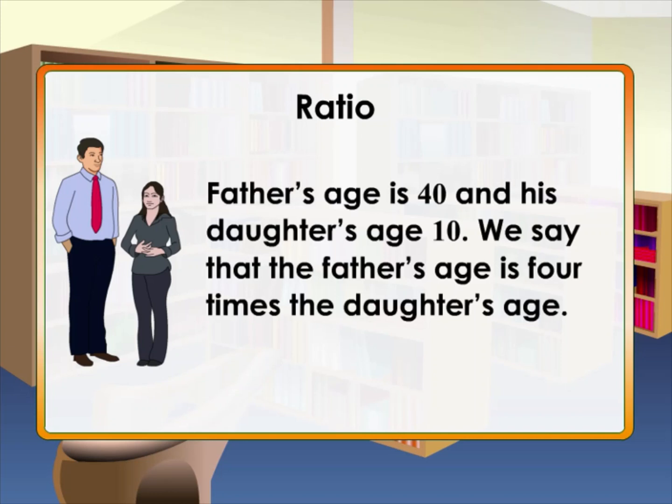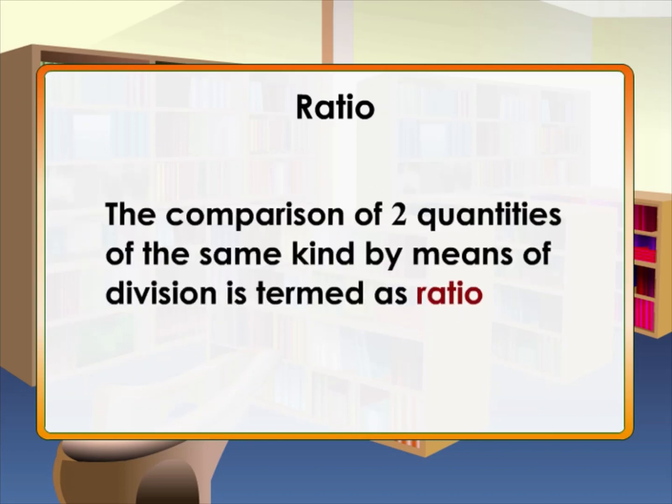Now, father's age is 40 and his daughter's age is 10. We say father's age is 4 times the daughter's age. In the above examples, we compared the two quantities in terms of how many times. The comparison of two quantities of the same kind by means of division is termed as ratio.